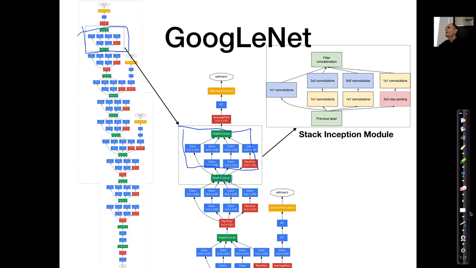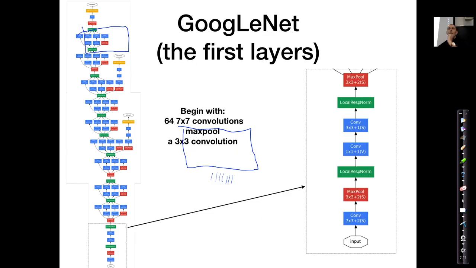Okay. And so this is nice because we're saying let the training of the neural net learn in some sense what the right architecture is. All right. Let's look at the first layers. So the first layers, we have 64 7x7 convolutions. This is just showing a stride of 2. A max pool, we'll ignore this for a moment, and a couple convolutions, a 1x1 and a 3x3.